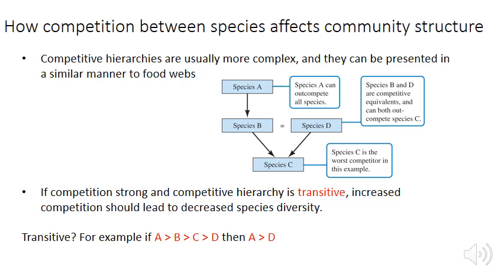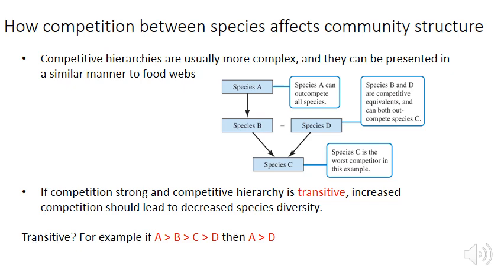As the level of competition, so the intensity of competition in a community increases, it's more and more likely that some of these less competitive species will be excluded from the community. Another factor that affects the likelihood of that is whether competitive hierarchies are transitive. So what do we mean by transitive? Well, this is a term really from basic algebra. So if you look at that really simple competitive hierarchy where A is stronger than B, is stronger than C, is stronger than D, then if it's transitive, that means that species A is also able to outcompete species D.